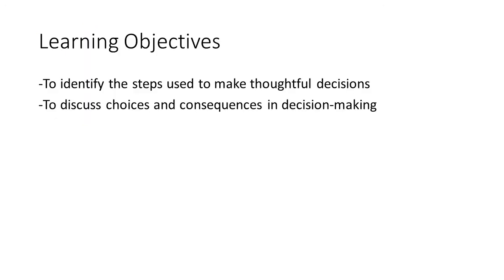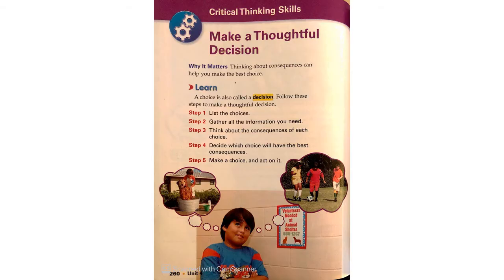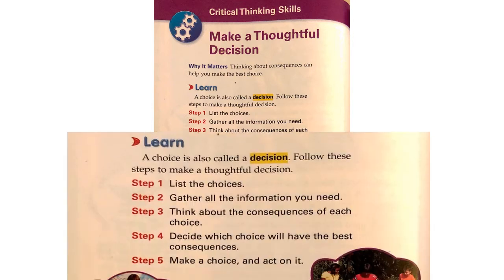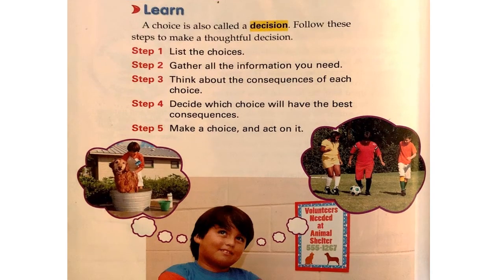So let's get started. So grade 3, the learning objectives of today's lesson is to firstly identify steps that you need to make when you're making thoughtful decisions, and then you're going to discuss the choices and consequences of that decision. Begin. Now, this is a page from your book, page 260, and we're going to have a closer look at what is meant by making a decision or a choice.